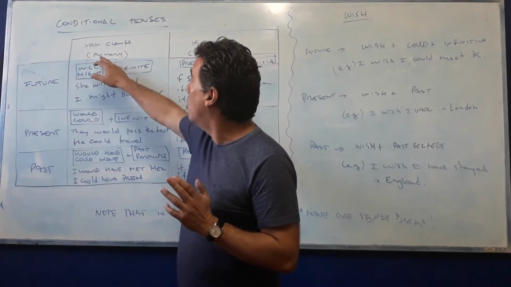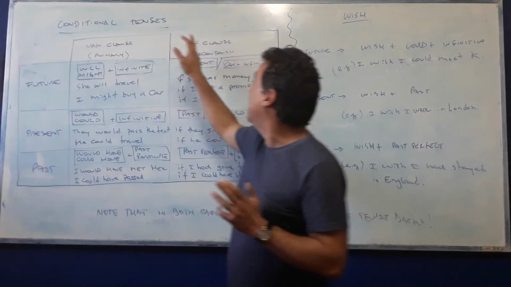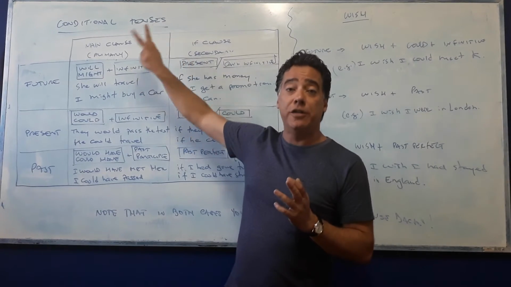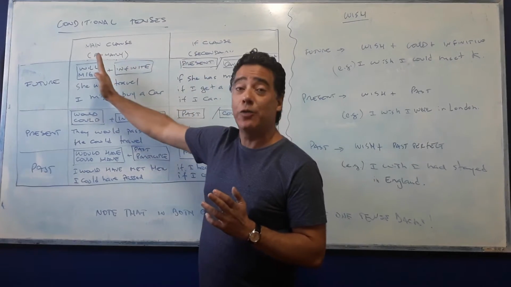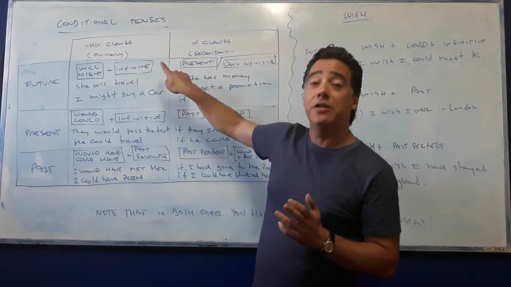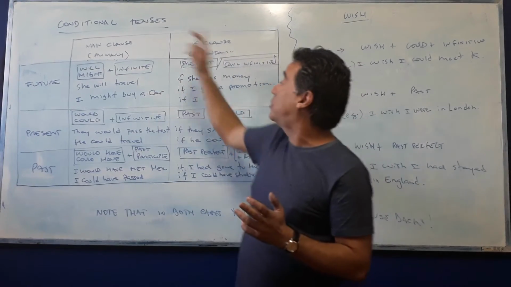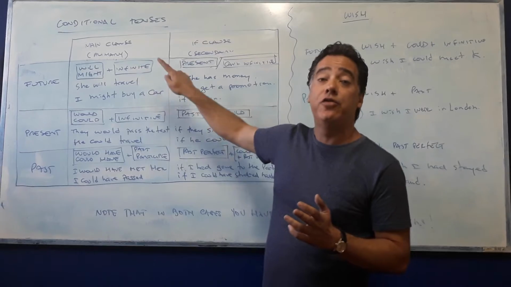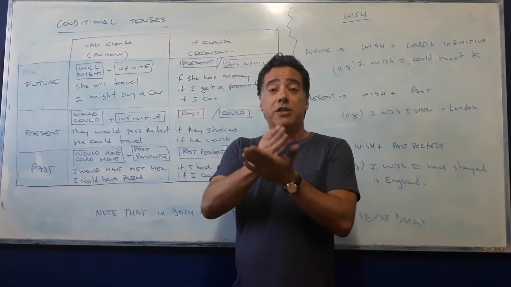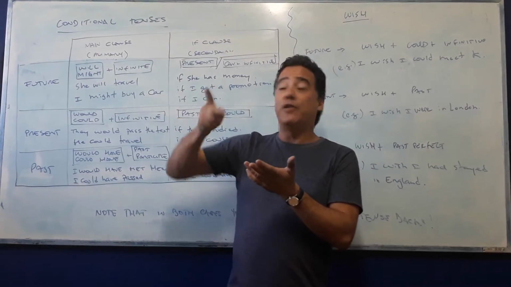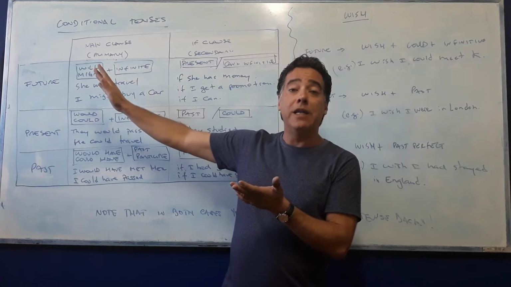Okay? So, note that the main clause and the if clause can be inverted. Yes? If you start with the main clause, you do not use a comma. But if you start with the if clause, you have to use a comma, because the conjunction is going to be inverted. It's going to be in the beginning of the sentence.